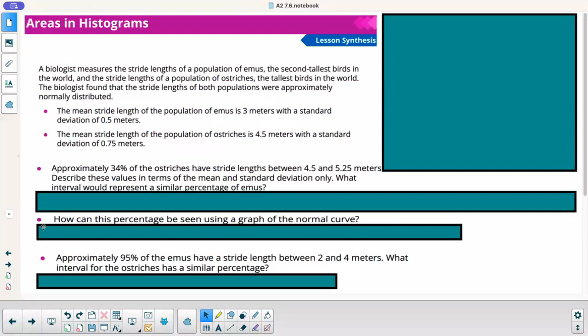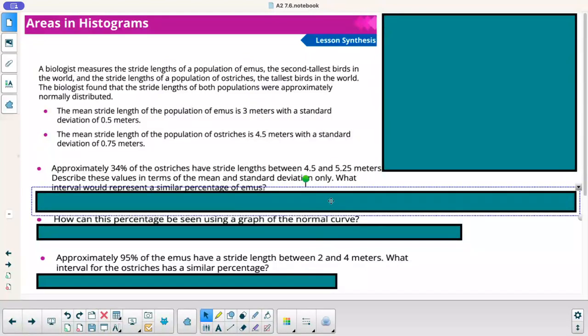The mean stride length for the population of emus is 3 meters with a standard deviation of 0.5 meters. The mean stride length of the population of ostriches is 4.5 meters with a standard deviation of 0.75 meters. All right, so with all that being said, let's look at the first question there. Approximately 34% of the ostriches have stride lengths between 4.5 and 5.25 meters. Describe these values in terms of the mean and standard deviation only. What interval would represent a similar percentage of emus?